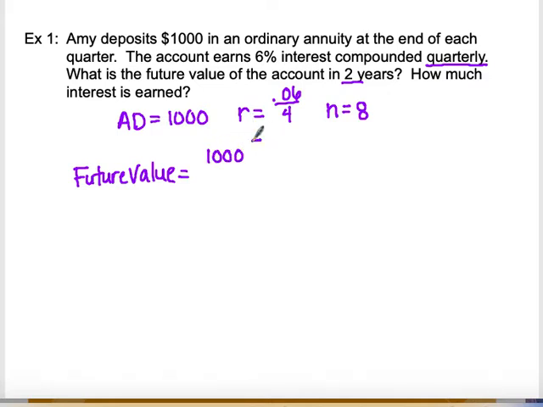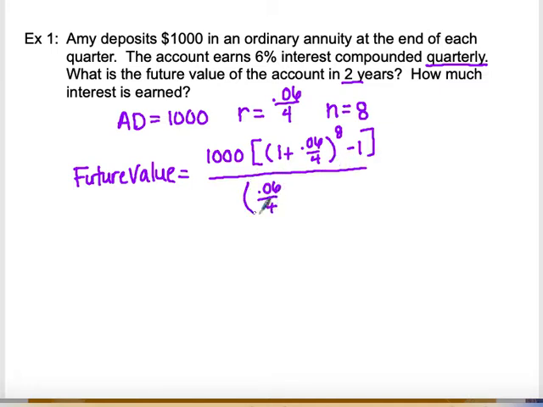And we're going to multiply that by 1 plus the interest rate per quarter to the 8th power minus 1. Notice the placement of the brackets. When you put this into your calculator, you want to use a double set of parentheses there. And we're going to divide that by 0.06 divided by 4.